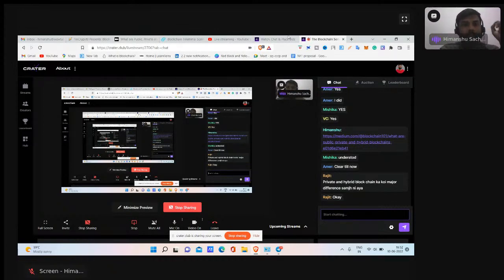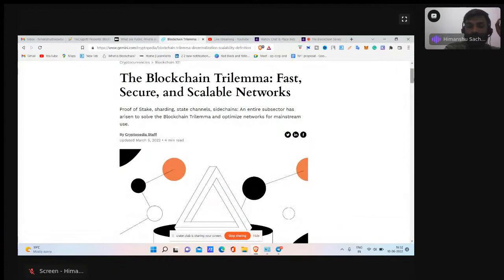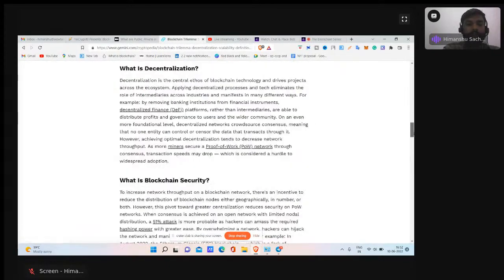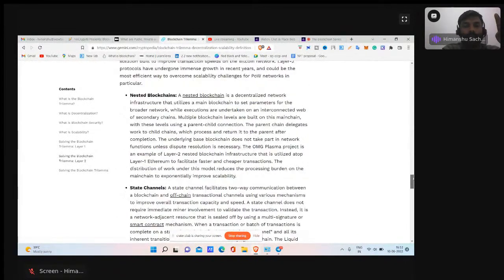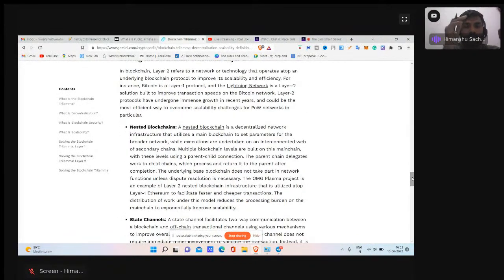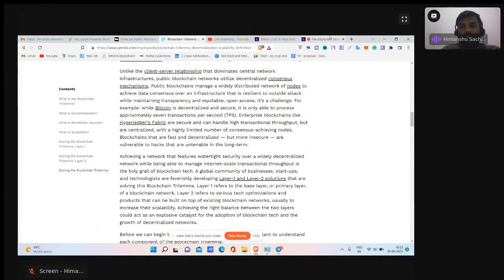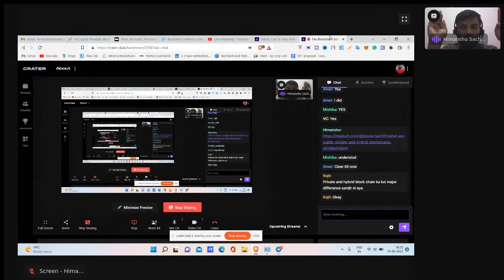Then there is something that can be done on layer 2. When you move to layer 2, you can build an ecosystem called a nested blockchain. If you talk about Polygon, Polygon is a layer 2 solution, and in Polygon we have something called the sidechain concept. We'll talk about it in detail when we talk about layer 1, layer 2 and layer 3 solutions, but just get a fair idea of what Polygon is doing.